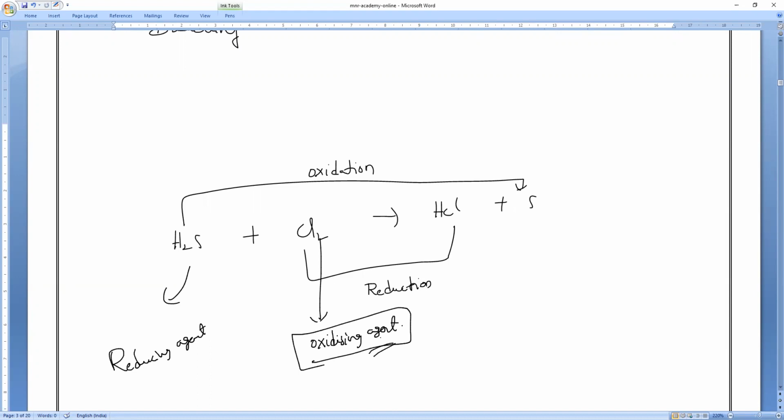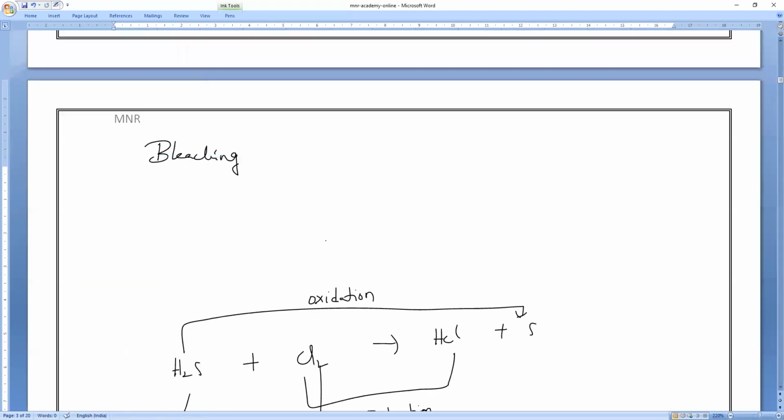Yes, sir. So why does chlorine act as a bleaching agent? Why is it bleaching? Because of its nature: it has an oxidizing property, because it gains electrons. Gaining electrons, is that oxidation or reduction? Oxidation. So the bleaching action of chlorine is due to its oxidizing property. Note it.